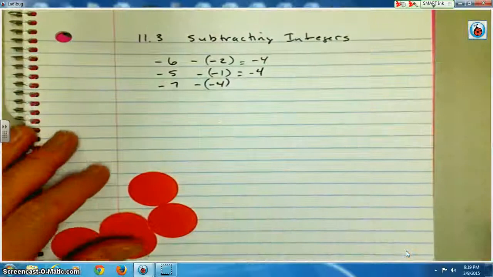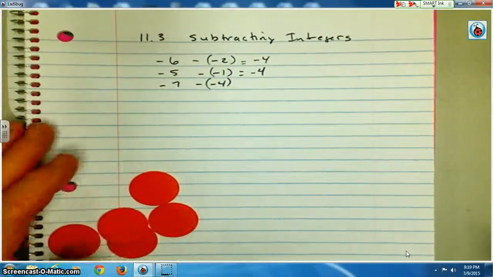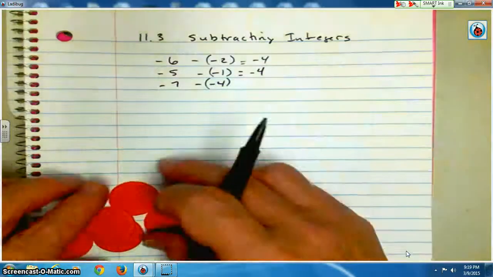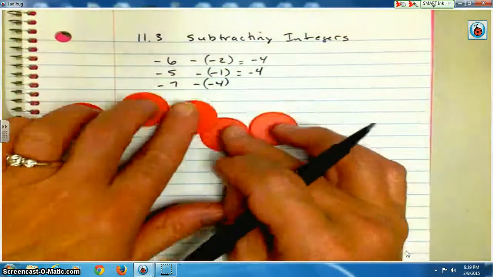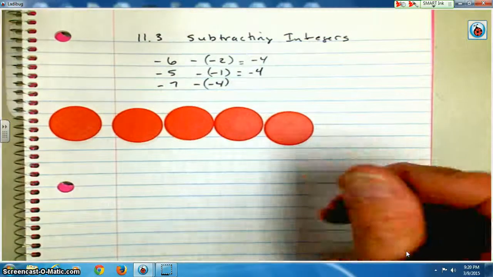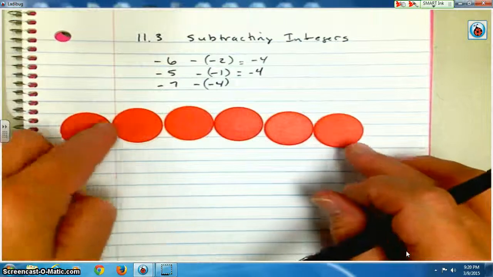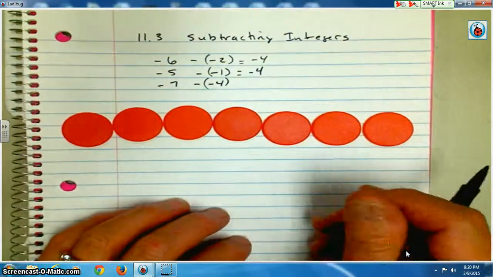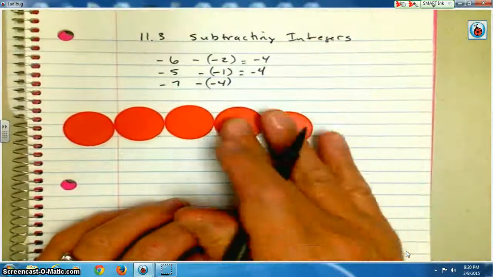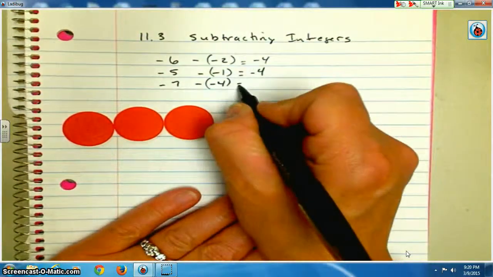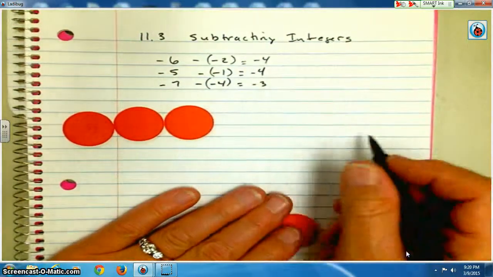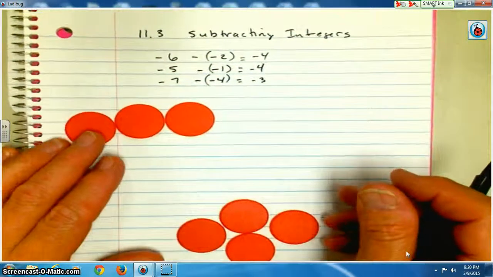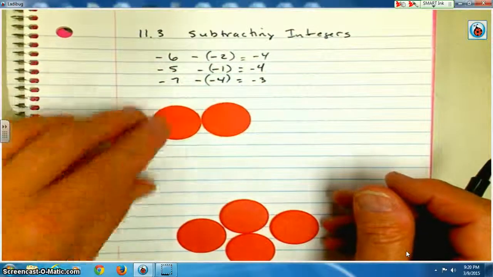And we're going to keep our numbers small when we use the integer chips, because we can't pile a whole bunch of chips on our paper. So -7, it's about as many as we can get across here. So 2, 4, 6, 7. And we want to take away a -4. So we just do that. We take away a -4, 4 red chips, and that leaves us with a -3. So I think you probably have the idea of that. If you don't, go back and replay the first part of this lesson.